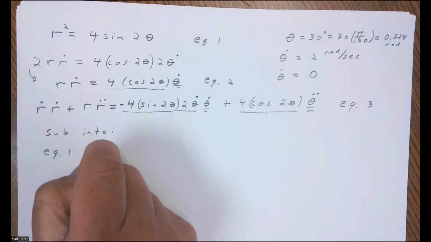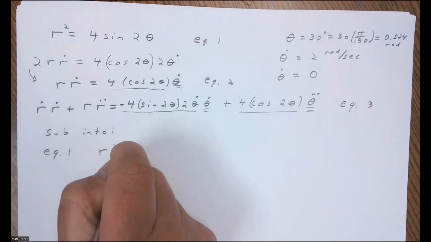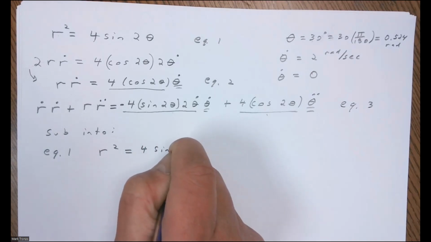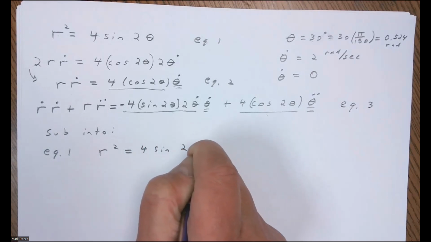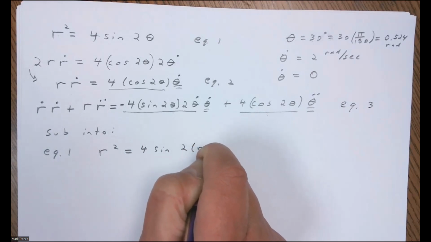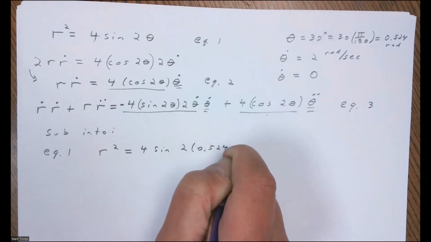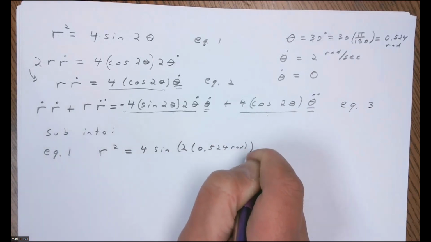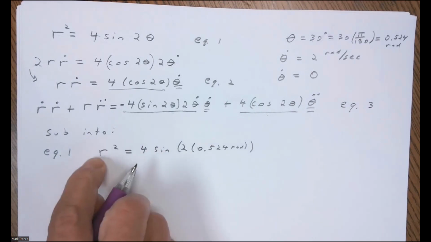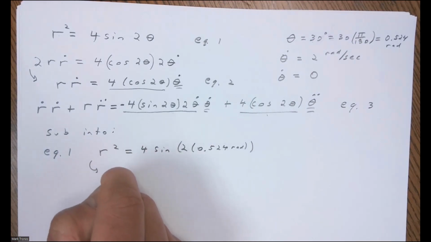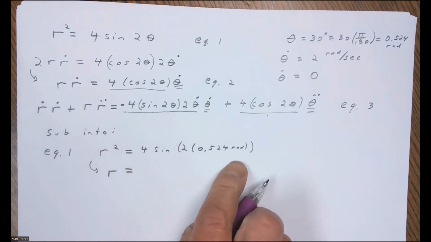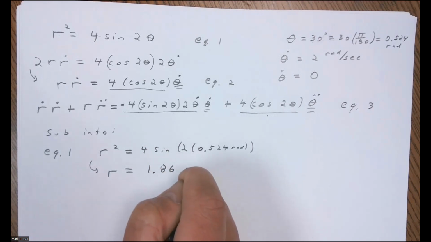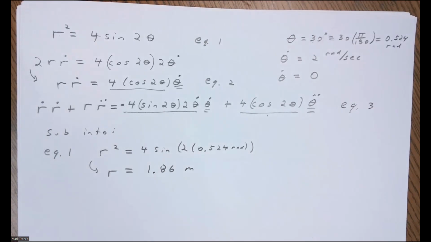So using equation 1, r squared is going to be equal to 4 sine, and I'll use the radian version, 0.524 radians. Like this. Then when you solve for r, find that and take the square root, we get 1.86 meters. Like that.